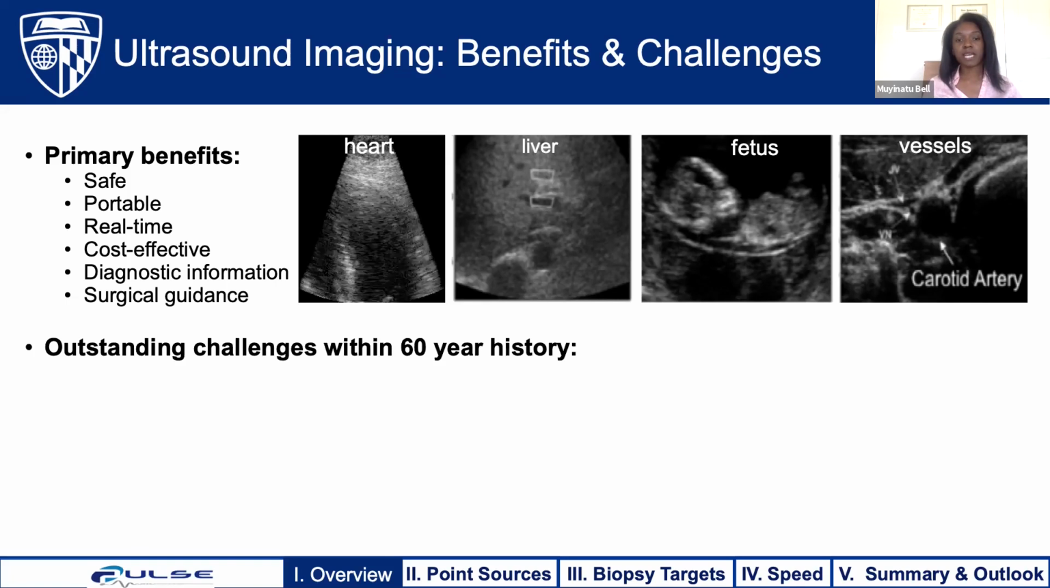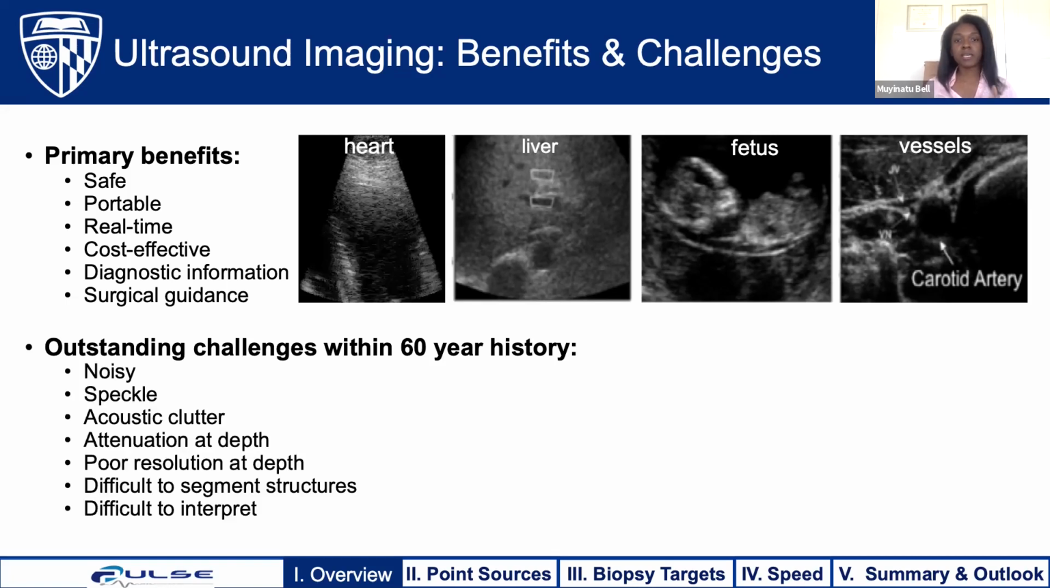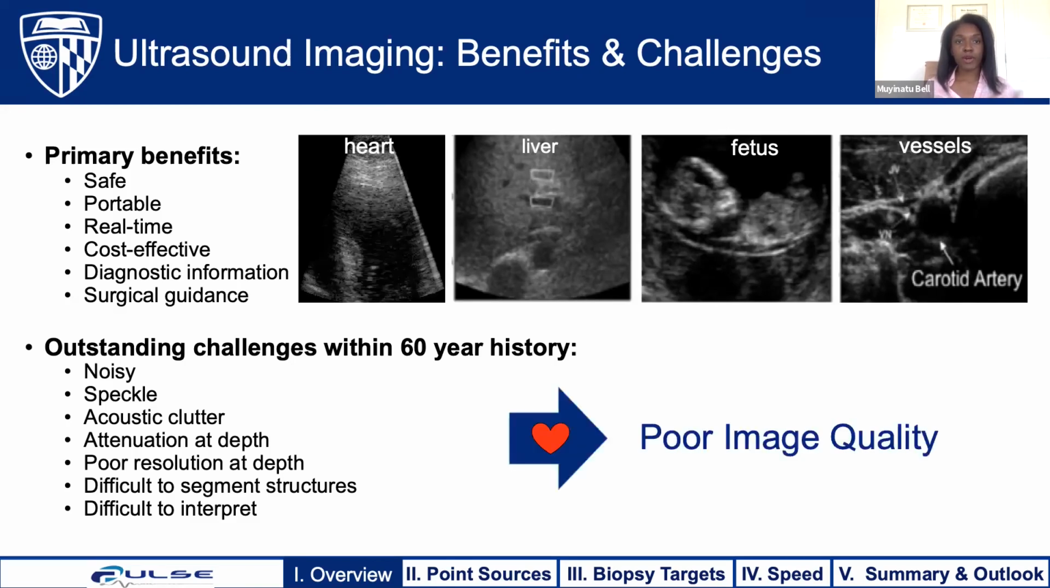Despite these benefits, ultrasound images suffer from several outstanding challenges that have persisted in its 60-year history. For example, ultrasound images are known to be noisy. They're known to contain a granular texture appearance known as speckle. They have acoustic clutter, which causes regions that should appear black to appear as if there's signal within them. They suffer from sound attenuation at depth, as well as poor resolution at depth. And ultimately, these challenges make ultrasound images difficult to segment and difficult to interpret. At the heart of these challenges is the basic idea that ultrasound images are thought to have poor quality.